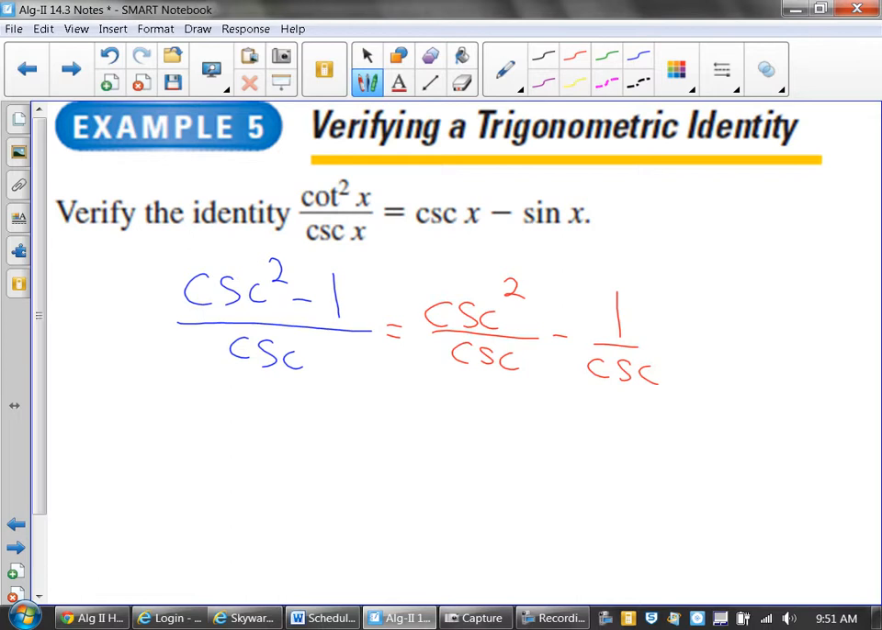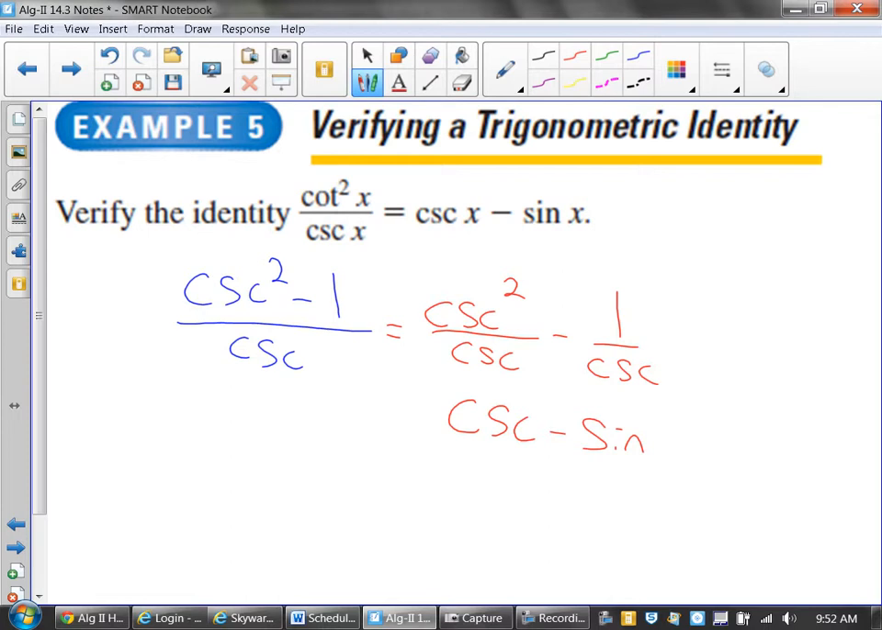Okay? So cosecant squared over cosecant is just plain old boring cosecant. And that's how that works. Again, what you're doing here is just taking it and rewriting it, breaking it into the fractions.